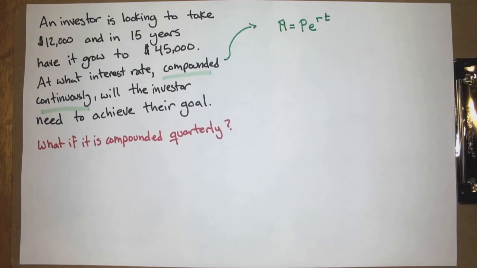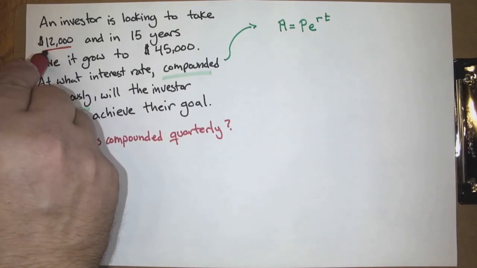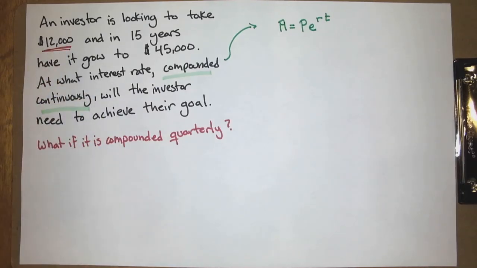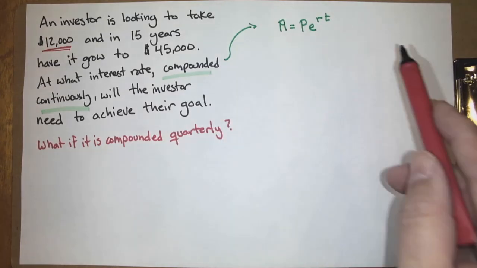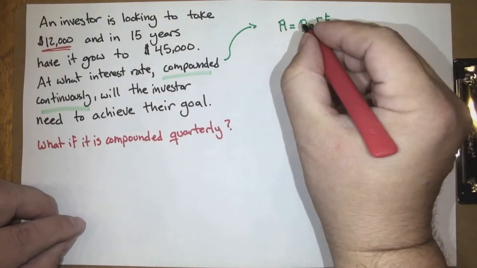So we can sit down and start reading the problem and see how many things we already know. We'll start with numbers. Here's a number, 12,000. Where does that fit into the formula? It's P. It's how much I have right now. This is my present amount.